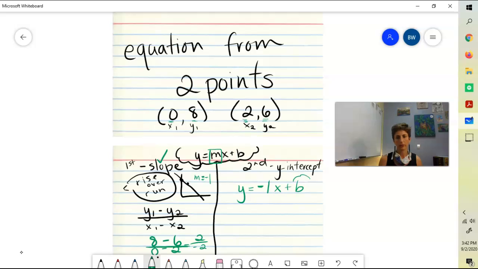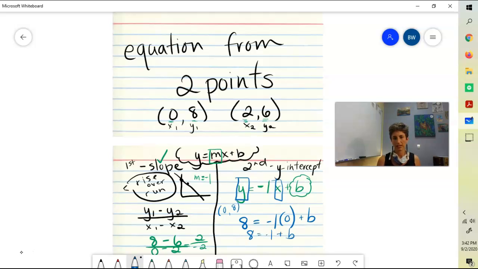And now what we're looking for is the y-intercept. Now we're looking for b. So in order to do that, we are going to take our x and y values and plug them in. And maybe I'll make a note to myself that we're using (0, 8). So we will put in the 8 for the y value, we keep our slope, we will put in the 0 for the x value, and from that we will determine b. We'll continue to solve that, and add 1, we've got 9 is b. Those steps should help you every time to find an equation from 2 points.